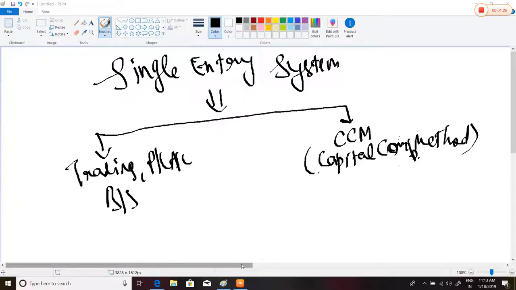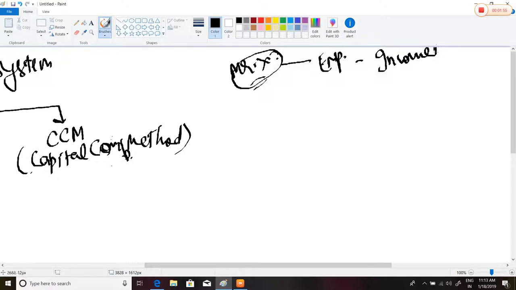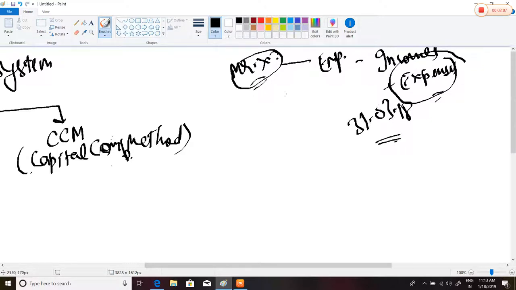Now let's start. See, first I am going to give you some explanation about the chapter. There is a businessman, let's say Mr. X. He has kept employees. He told one of his employees to keep all the record of his incomes and expenses in an accounting way. At the end of the year, let's say 31st March 2018, Mr. X asked the employee for the statements he asked him to keep.